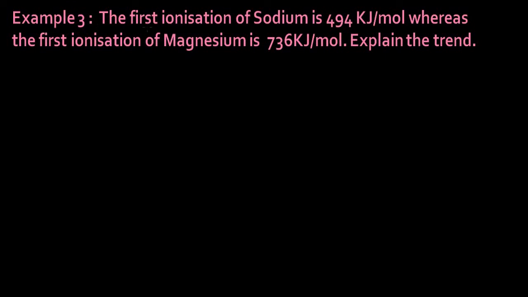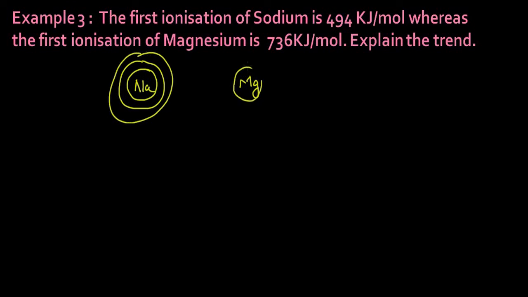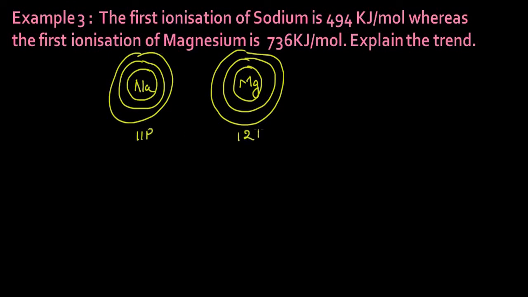The third example is: the first ionization energy of sodium is 494 kilojoules per mole, whereas the first ionization energy of magnesium is 736 kilojoules per mole. Now we know that sodium and magnesium both lie in the third period. That is, both sodium and magnesium have 3 shells of electrons. But the difference is that sodium has 11 protons and magnesium has 12 protons.